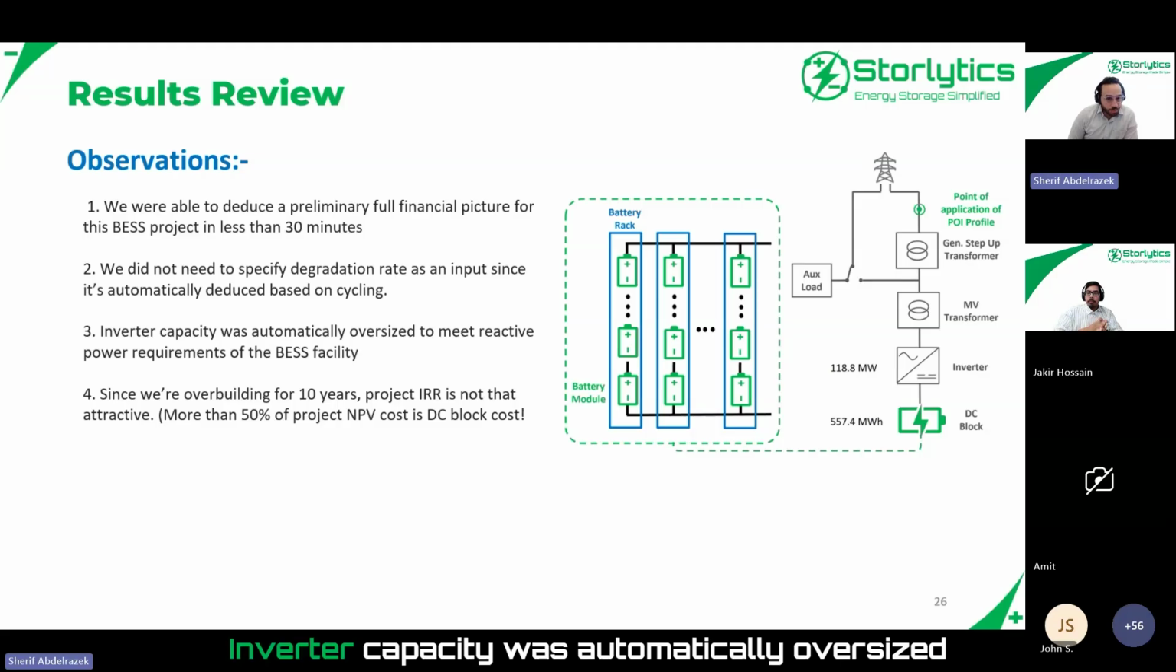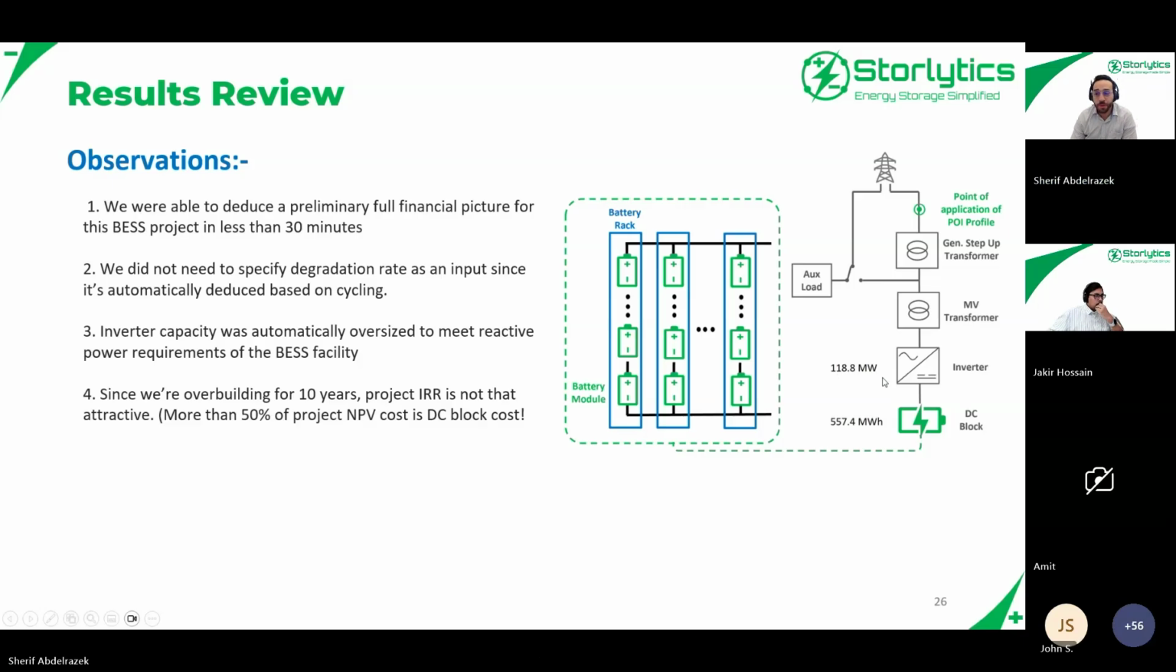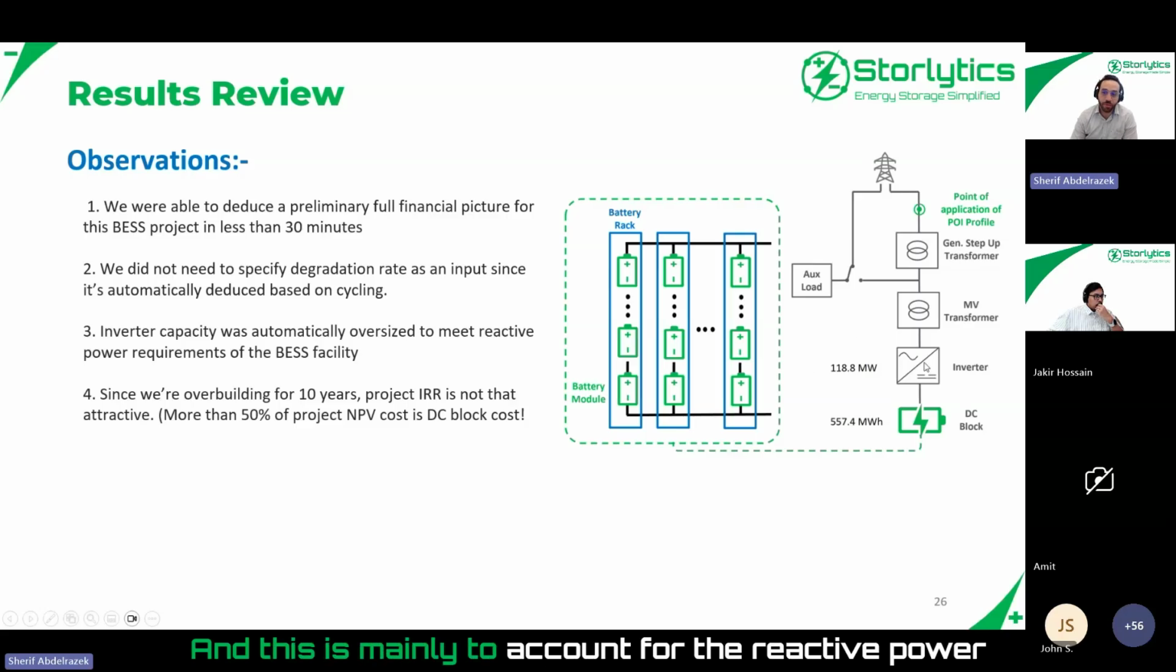Right, inverter capacity was automatically oversized to meet reactive power requirements. So our project actually needed just 100 megawatts at the point of interconnect. You'll see here that our total inverter capacity is 118 megawatts or MVA. And this is mainly to account for the reactive power that's being consumed within the transformers here between the inverter and the point of interconnect.